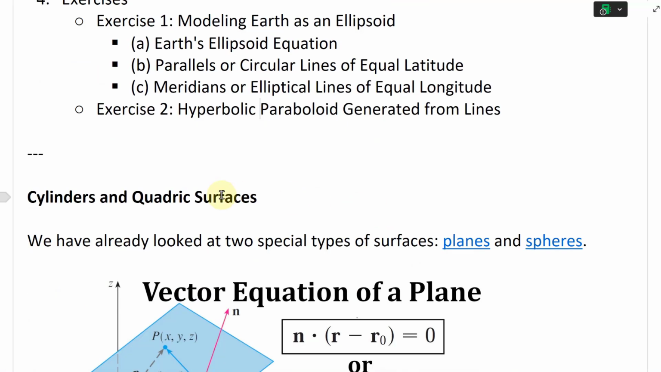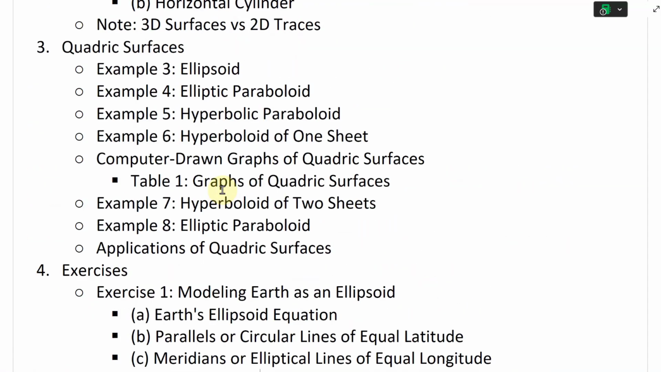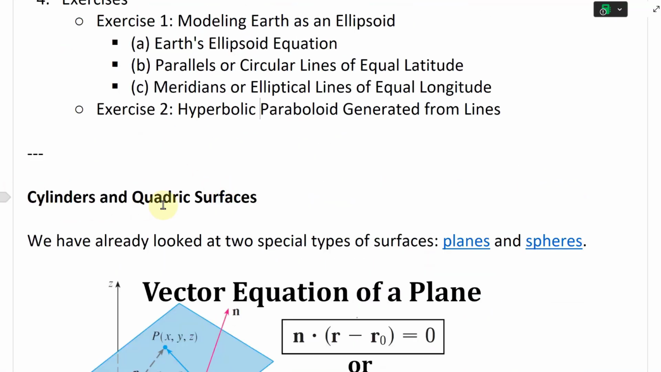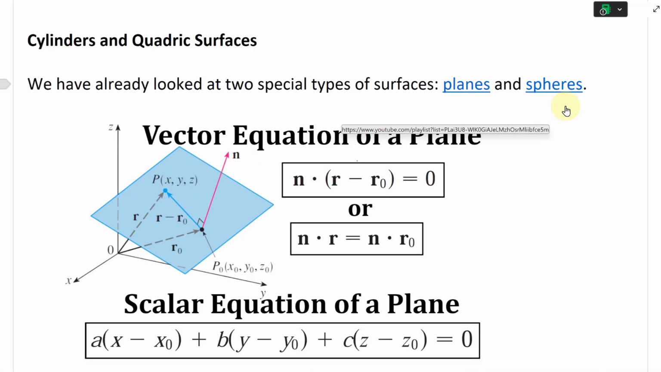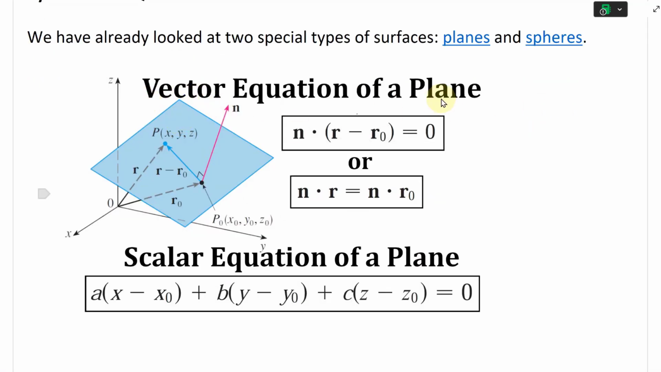So now let's finally jump right into the first topic, and that's cylinders and quadric surfaces. We have already looked at two special types of surfaces, planes and spheres. And basically, here's just a recap of my earlier videos. It links to the playlist.